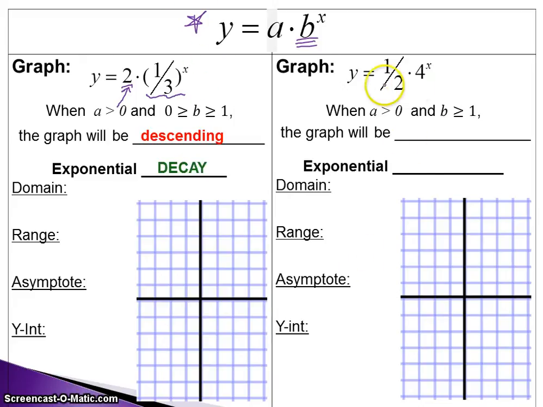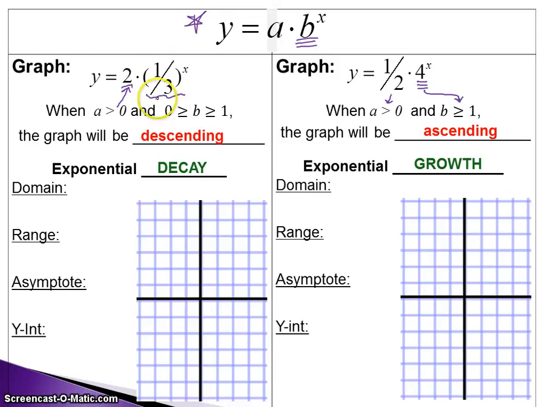On the opposite side, a is less than 0, but b, remember b is what we're concerned with. This b is greater than 1. So since that b is greater than 1, this function is going to be ascending or growing. Because remember, when we said that b was greater than 1, those answers were going to get bigger and bigger and bigger and bigger. So that will be a growth function.